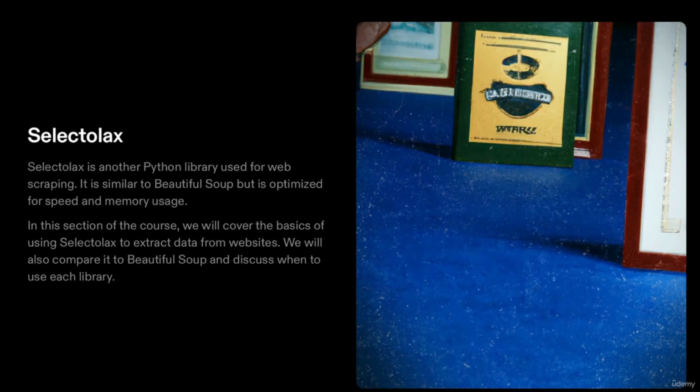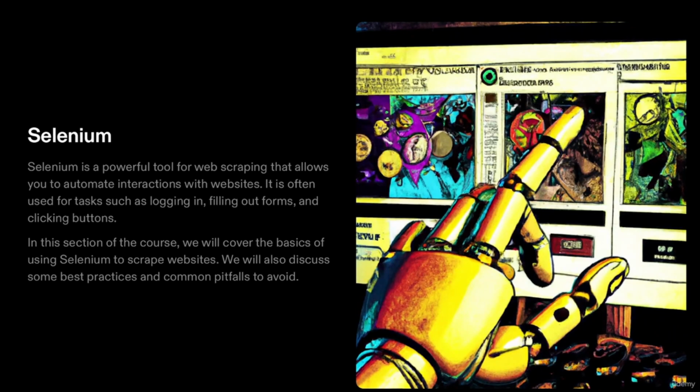Now Selectolax, similar to Beautiful Soup, but is optimized for speed and memory usage, and we'll be talking about the benefits of it. So this section of the course will cover the basics of using Selectolax to extract data from websites, and we'll also compare it to Beautiful Soup as stated and discuss when to use either of the libraries. Now again, we will show you how to install and get the documentation from the official websites, including the PyPI and the Read the Docs, which do have official documentation.